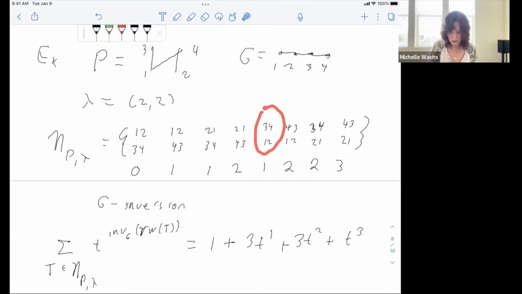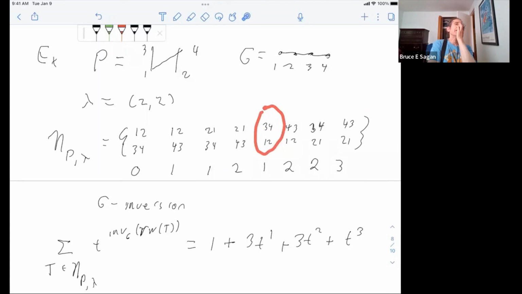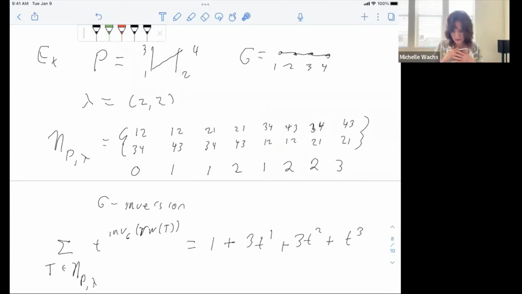Right. So 3, 2 is the inversion there. Oh, that's right. They don't have to be adjacent. Gotcha. Right. Okay. Thank you for asking that.